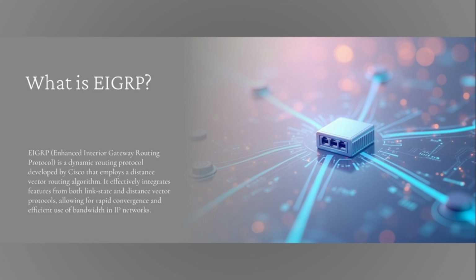So what is EIGRP? EIGRP, that is Enhanced Interior Gateway Routing Protocol, as you know, is a dynamic routing protocol developed by Cisco. It's a hybrid routing protocol or an advanced distance vector routing protocol because it has many features of link state and of distance vector. So it effectively integrates features from both link state and distance vector routing protocols, and it is a very advanced routing protocol, you can say, because it is fast. Its rapid convergence and efficient use of bandwidth is very crucial in the network.